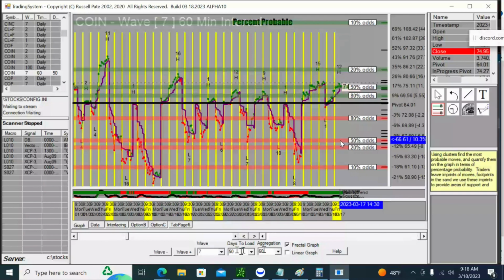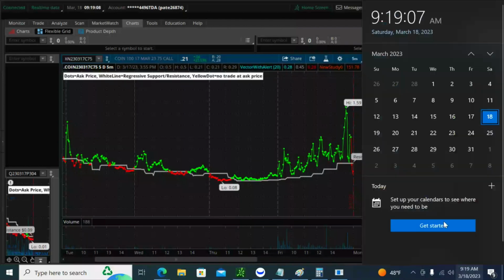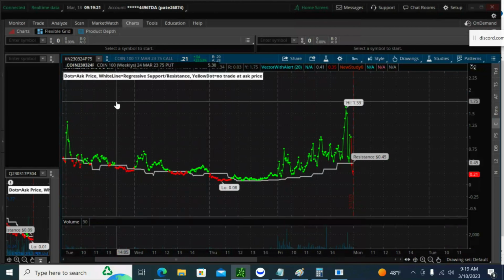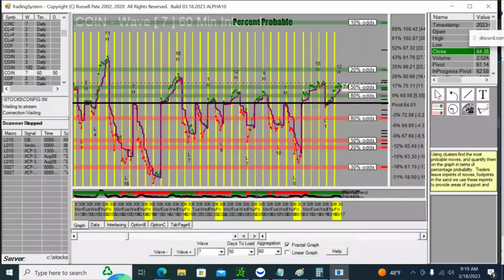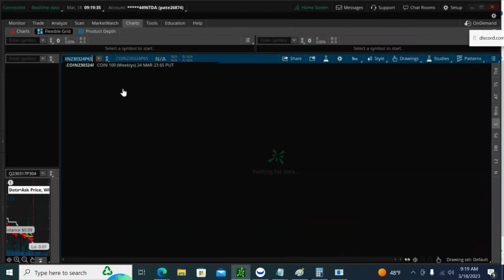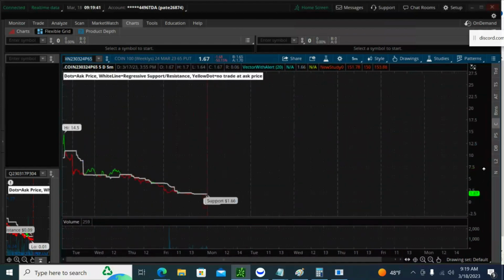Let's say we were looking at 66, 61. This is what I do. I'll pull up a put for the 24th. That was at 60. It's around the 66 area. Should be 65. So do this.